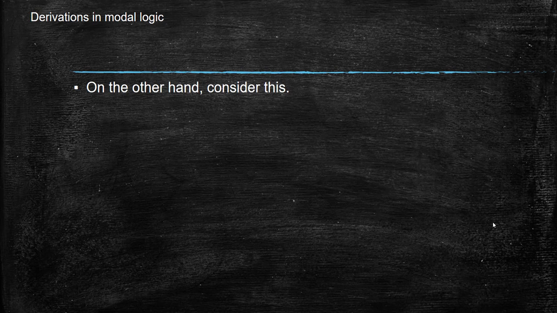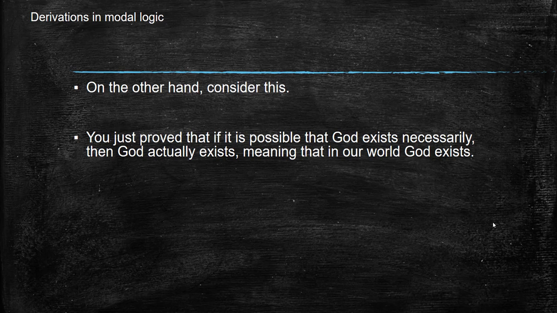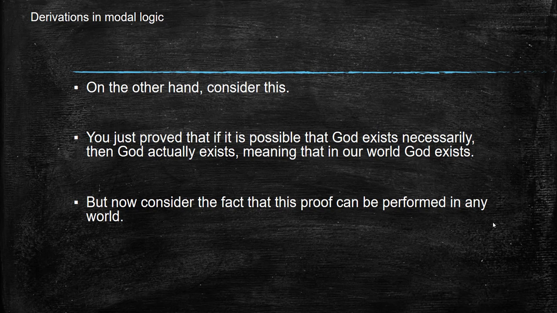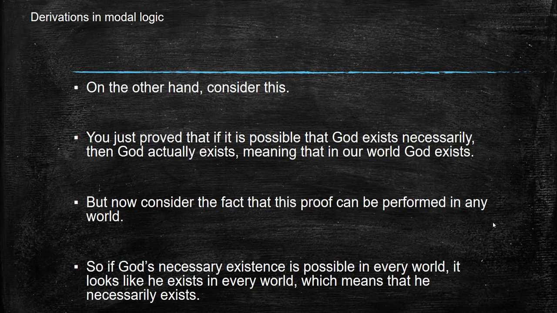On the other hand, consider this. You just proved that if it is possible that God exists necessarily, then God actually exists, meaning that in our world, God exists. But now consider the fact that this proof can be performed in any world. So if God's necessary existence is possible in every world, it looks like he exists in every world, which means that he necessarily exists.